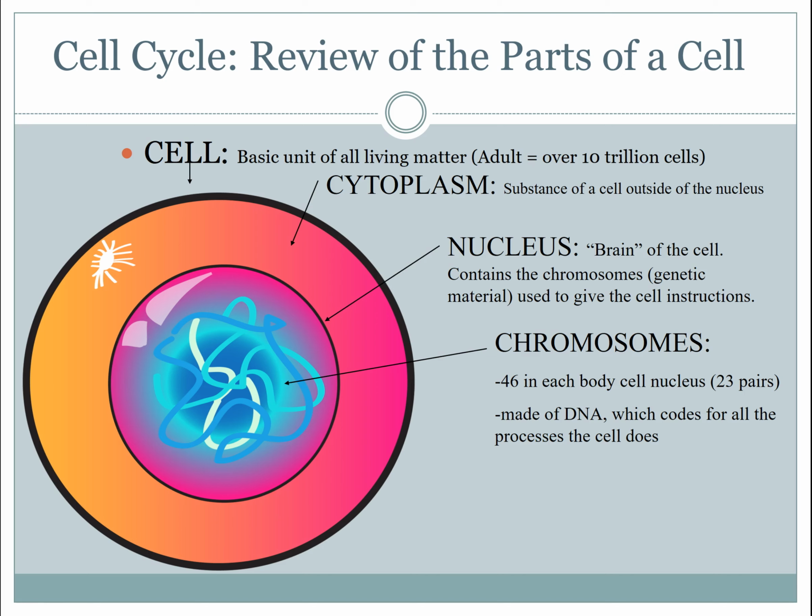23 pairs, because you get 23 from your mother and 23 from your father, and those match up in pairs to create 46. And again, those are made of DNA, which codes for all of the processes that the cell does.